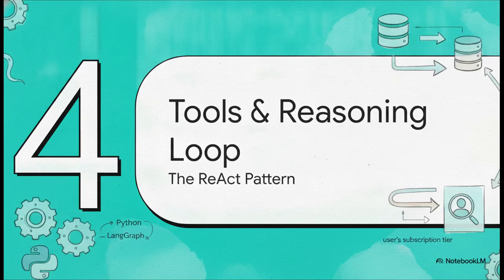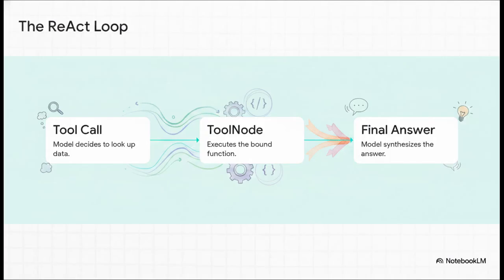Let's move into part four, tools and the reasoning loop, often called the React pattern. We all know a language model is great with its general training data, but if it needs to interact with your specific proprietary data, like checking a user's subscription tier, it needs tools. So let's break down those invisible mechanics of the React pattern.